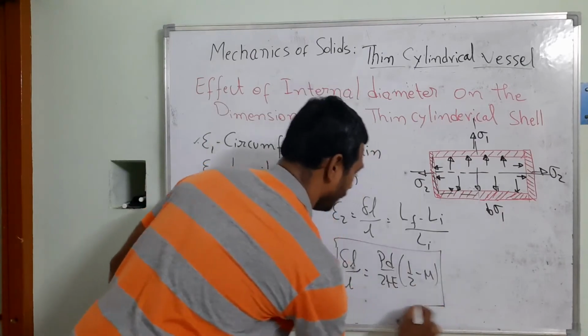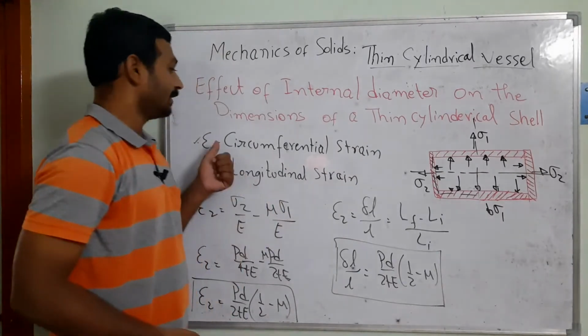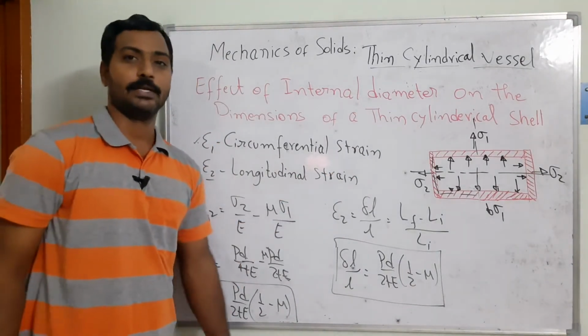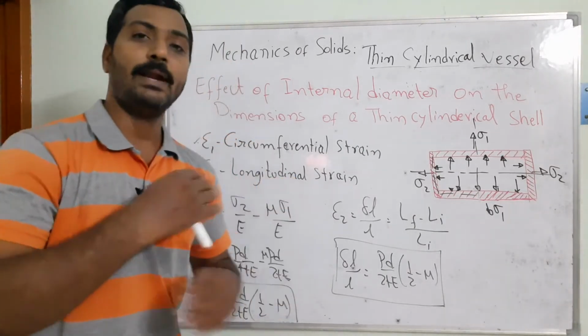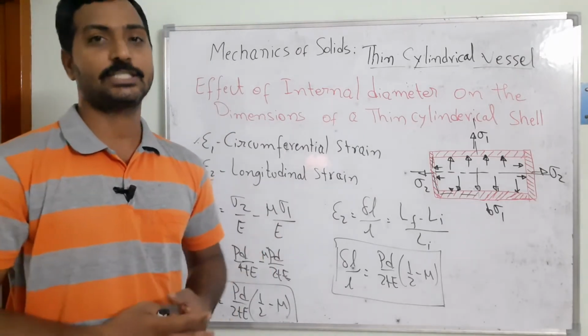So this is the way we calculate the dimensions, that means the circumferential strain as well as the longitudinal strain of the component. This is generally applied for the two-dimensional component. Suppose volumetrically how much strain is going to come, that we will see in the next video lecture.